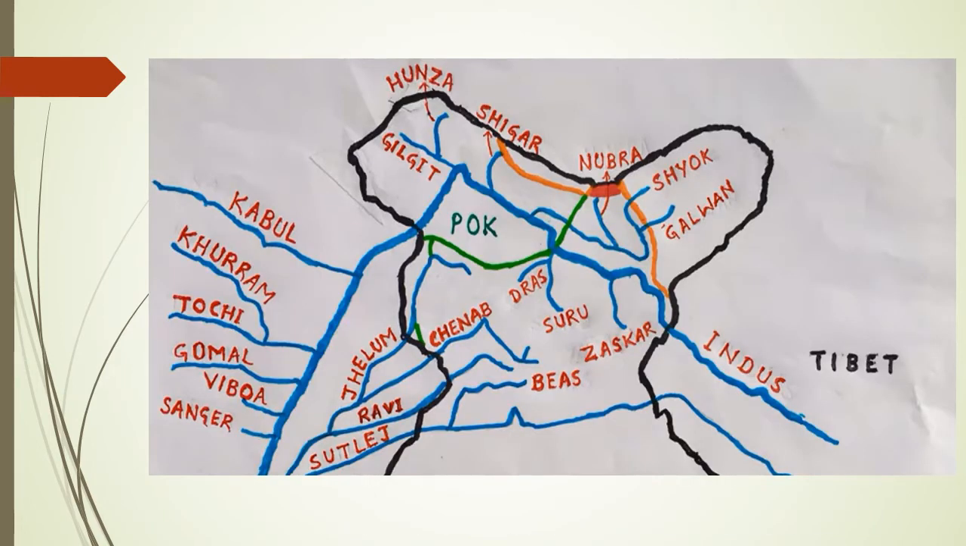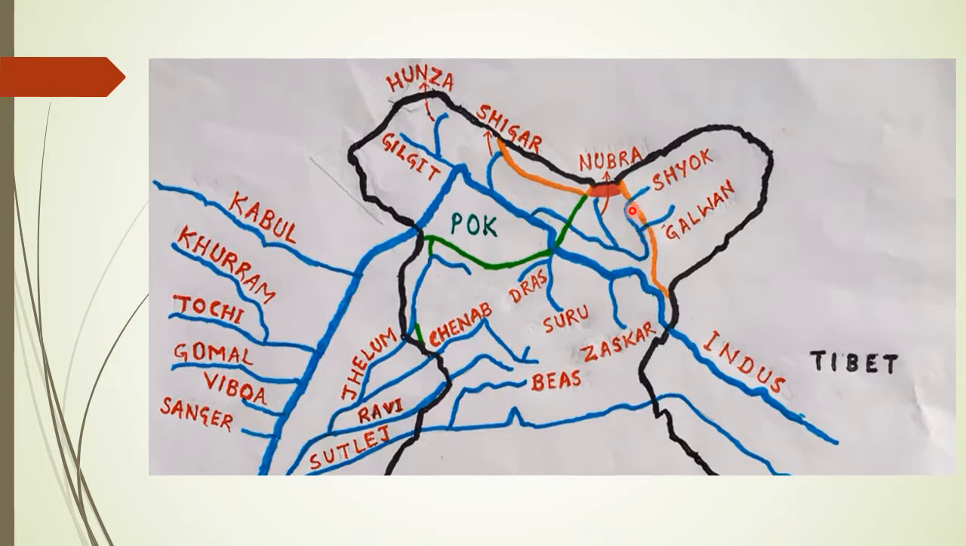Now here is a map which shows all the tributaries of Indus in a clear manner. You can see Indus rising from Tibet near Mansarovar lake, entering Ladakh in the Jammu and Kashmir region, and you can see on the left bank we have Zanskar, Shuru, Dras, and on the right bank we have Galwan, Shayok, Nubra, Hunza, Gilgit.